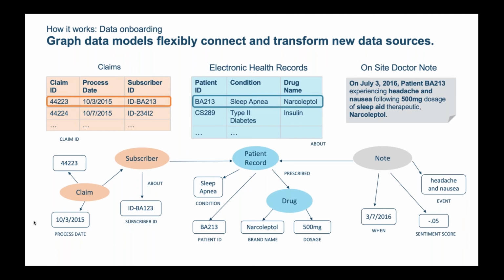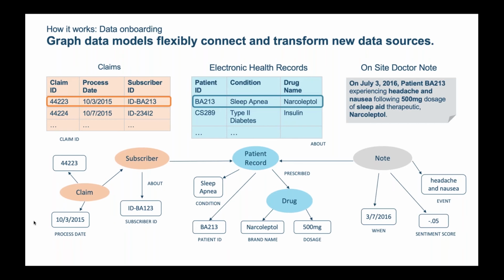So imagine you had some relational data source in your environment that tracked claims data, and each row of data was a separate claim. When we onboard that data, we automatically convert it from its existing format, rows and tables and columns, into a graph data model. So we might, for example, looking on the left in orange, create a new concept called a subscriber, and that subscriber is related to a claim. And a subscriber has some properties like a subscriber ID, and the claim has some properties like a claim ID and a processing date.